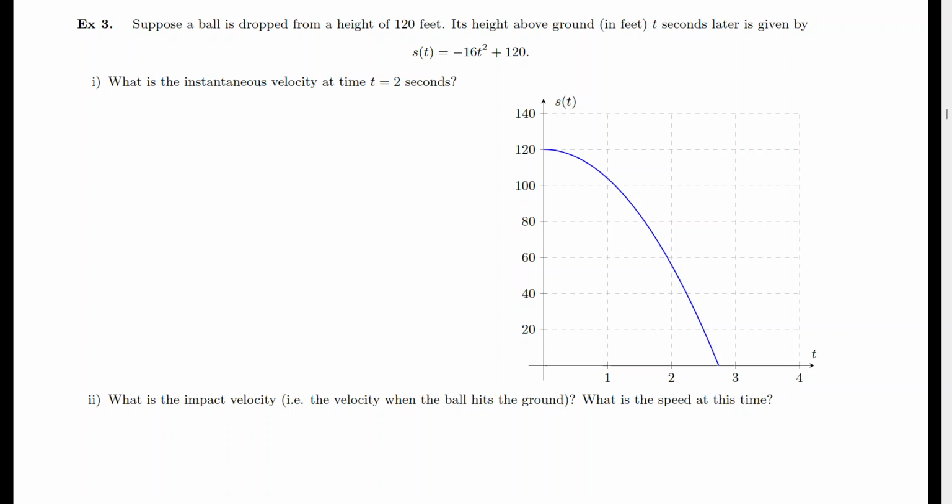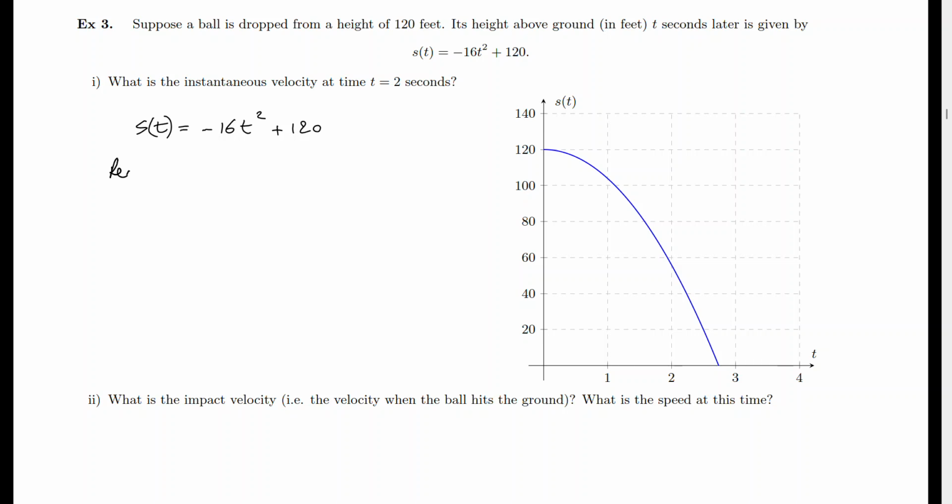Now, what they want from me in part 1 of this question is the instantaneous velocity at time t equal to 2. So instantaneous should always start reminding us from now on that they're talking about some kind of derivative. And what the derivative is in this case is the velocity equation. So they want basically the derivative of s of t. And not only that, but they want me to plug in 2 into the equation that I get. So I've got a couple of things to do. First, I'm going to write down the s of t equation, which is negative 16t squared plus 120.